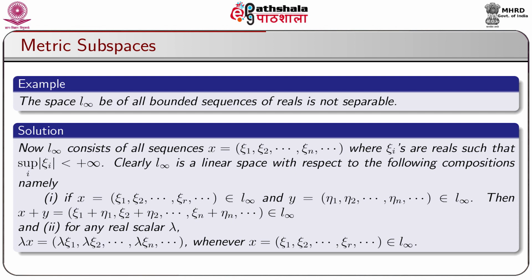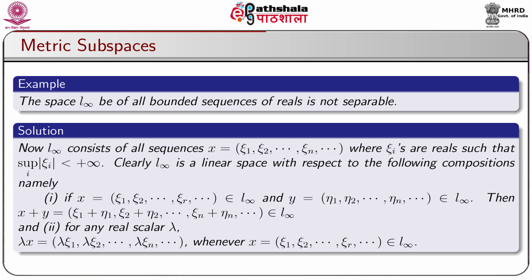Now, we illustrate an example which is not separable. The example is L infinity, that is, the space of all bounded sequences of reals, which is not separable. The solution looks like this: L infinity consists of all sequences x = (ξ1, ξ2, ..., ξn, ...), where the ξ's are reals such that the supremum of |ξi| is less than infinity.